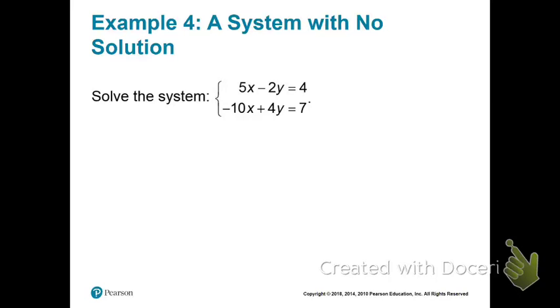Tomorrow. All right, so example 4. Let's solve this system. Do you want to use substitution or do you want to use the addition elimination method?